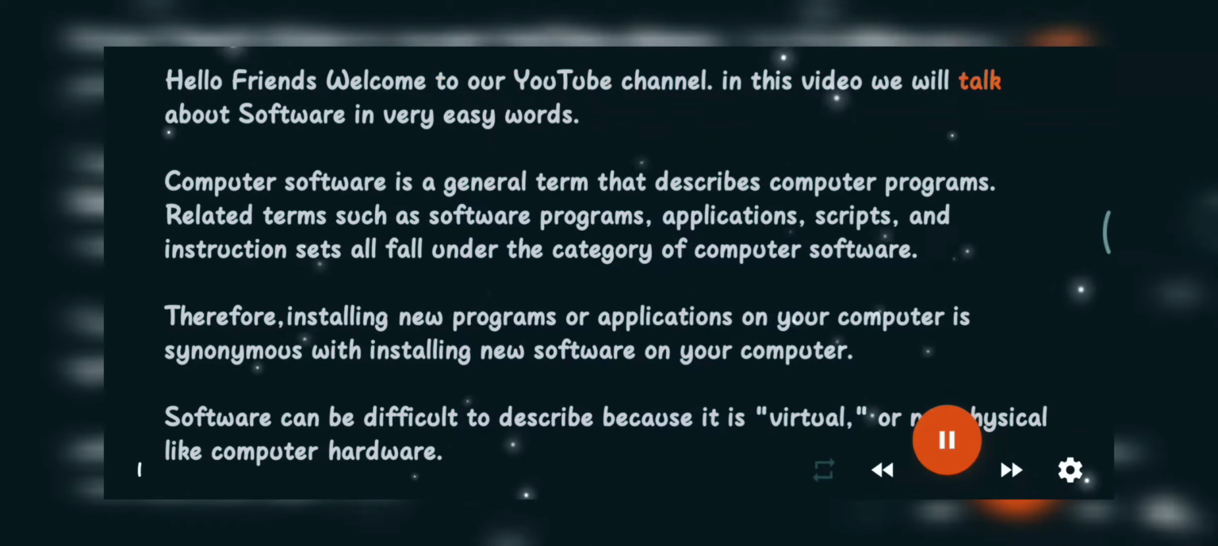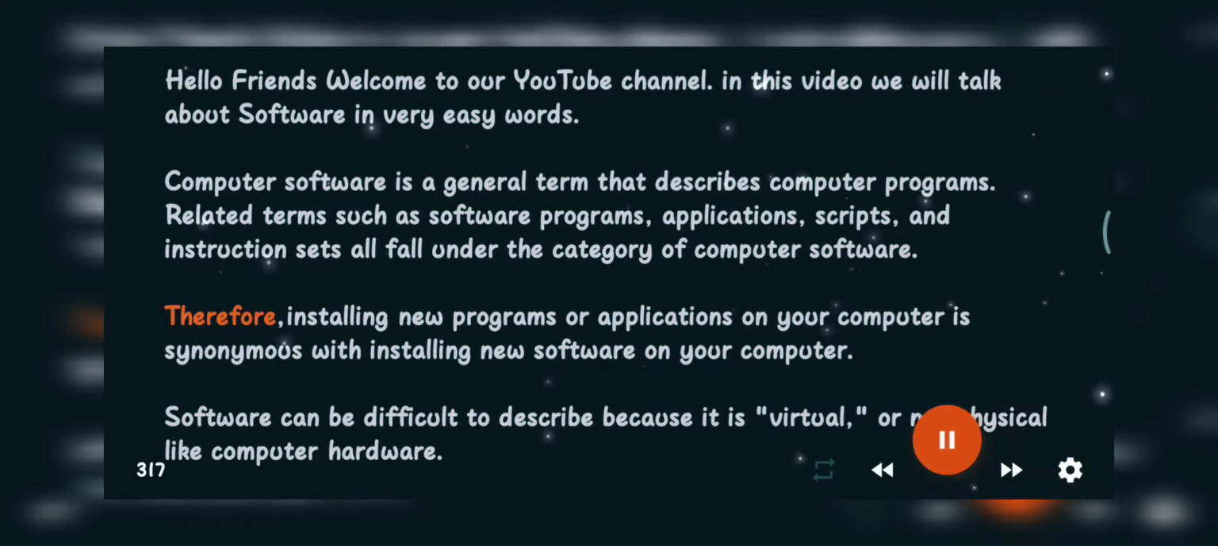In this video we will talk about software in very easy words. Computer software is a general term that describes computer programs. Related terms such as software programs, applications, scripts, and instruction sets all fall under the category of computer software. Therefore, installing new programs or applications on your computer is synonymous with installing new software on your computer.